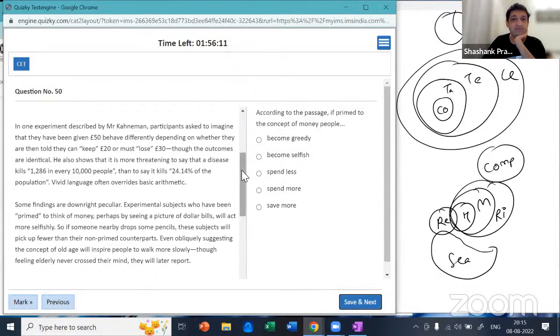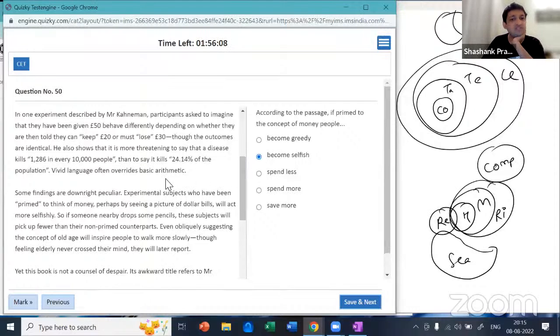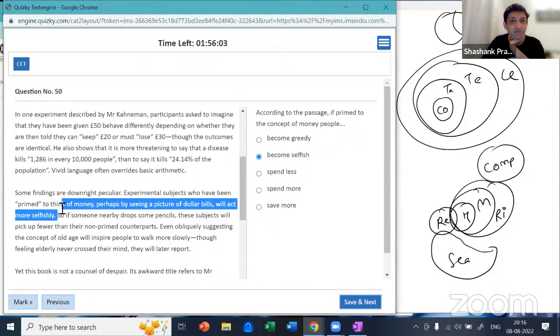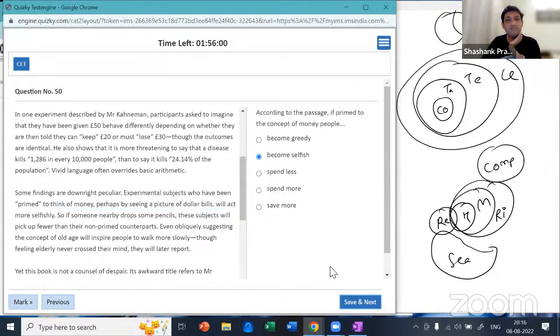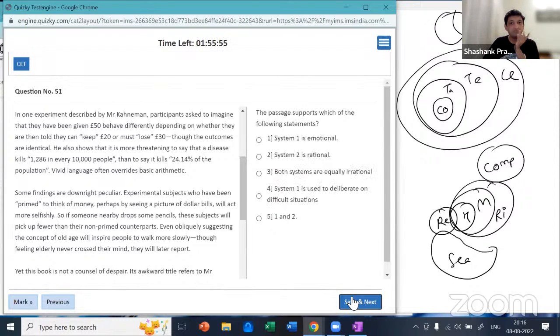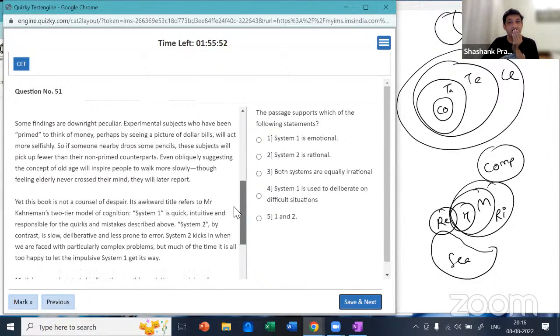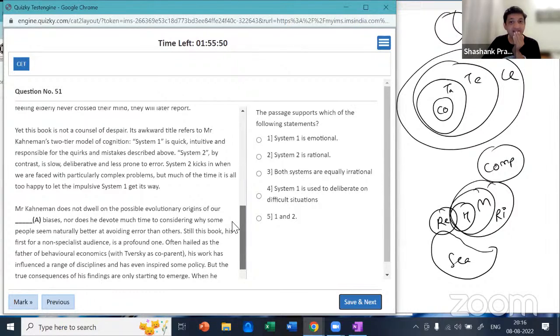If primed to the concept of money, people become more greedy or selfish. It was the pencil one, right? Will act more selfishly, right? Primed to think of money, people will become more selfish. Will act more selfish. I think become selfish. Okay. System 1 is emotional. System 2 is rational. We were thinking something, right? System 1 is quick, intuitive, responsible for the quirks and mistakes described above. System 2 is slow, deliberative. System 1 is emotional. System 2 is rational. I think so.